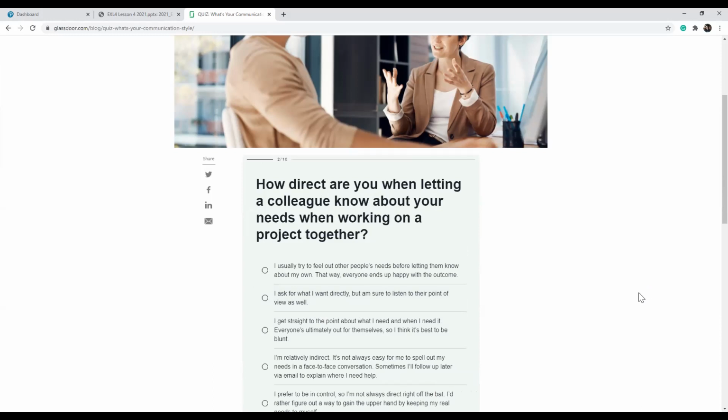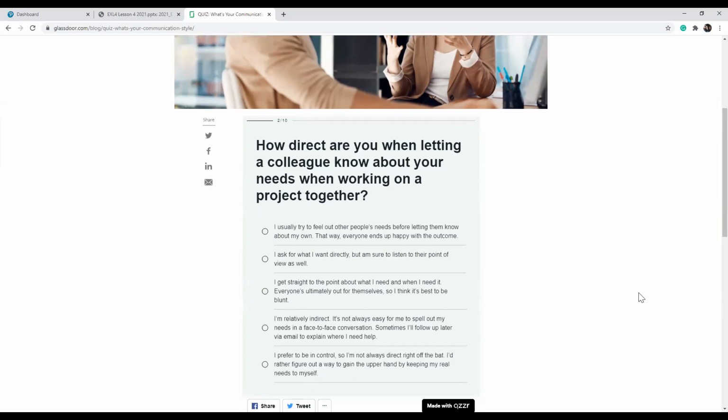How direct are you when letting your colleagues know about your needs when working on a project together? One: I usually try to feel out other people's needs before letting them know about my own. That way, everyone ends up happy with the outcome. I ask for what I want directly, and I'm sure to listen to their points of view. I get straight to the point about what I need and when I need it. Everyone's ultimately out there for themselves, so I think it's best to be blunt. I'm relatively indirect. It's not always easy for me to spell out my needs in a face-to-face conversation. Sometimes I follow up later via email and explain why I need help. I prefer to be in control, so I'm not always direct right off the bat.